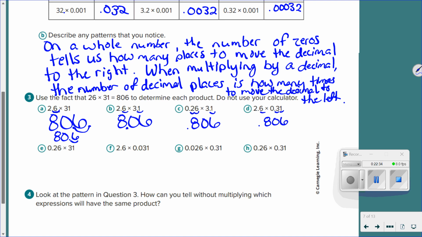Guys, I don't talk over people well. This one has 2 decimal places. So I should have 2 decimal places after the decimal in my answer. This one has how many?